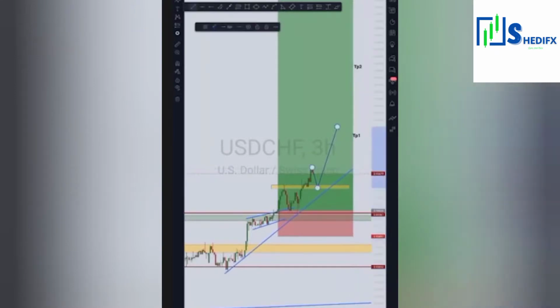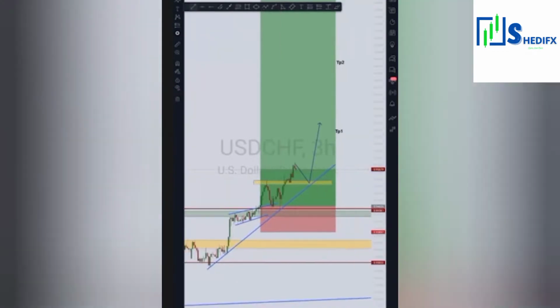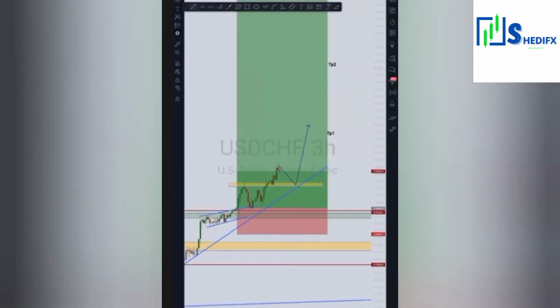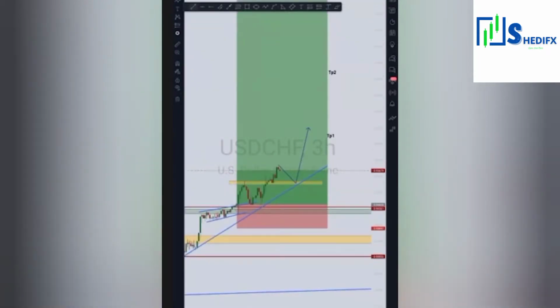So pulling back, then we continue. This is how we should approach this market from the week that we are going to open now. This is how we are going to approach USD and Swiss francs. Meanwhile, if this market should break this zone here, we are going to close our positions.